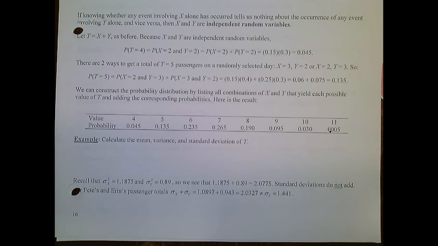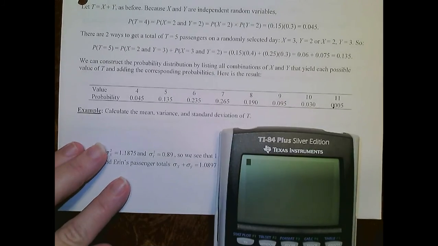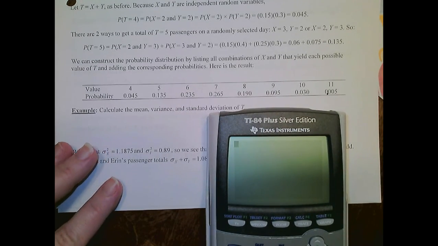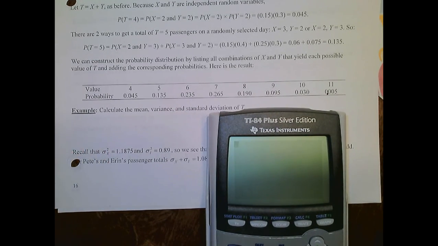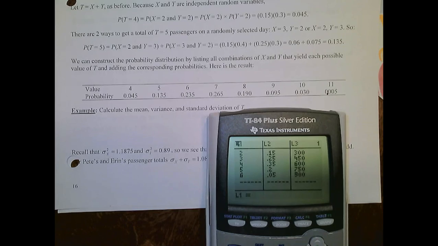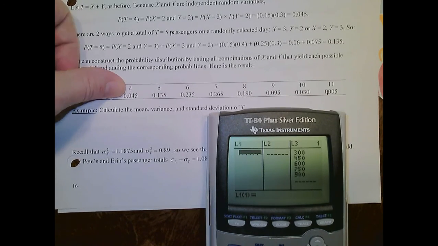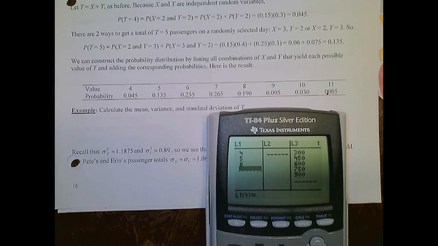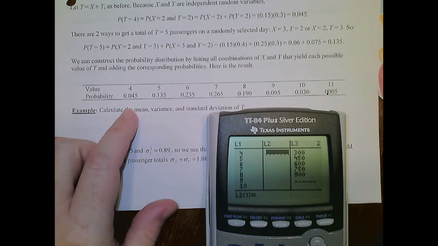So just to review, whenever we have a probability distribution for a random variable to calculate the mean and standard deviation, we're going to create two lists, one list with our values and one list with the corresponding probability for each of those values. So we'll go to our list and edit. I'm going to do list 1 and list 2. List 1, my possible values are 4, 5, 6, 7, 8, 9, 10, and 11. And in list 2, I'm going to put the corresponding probability for each of those values.